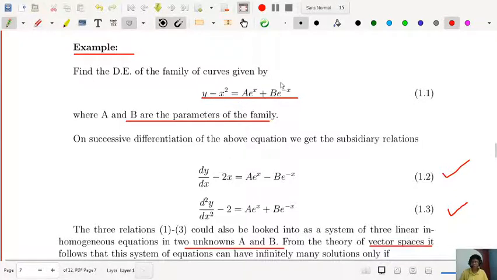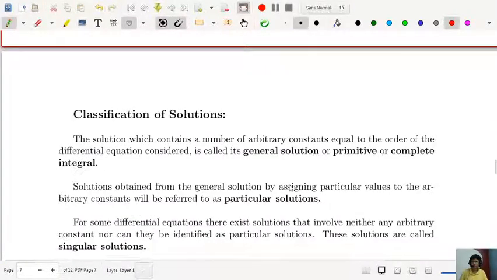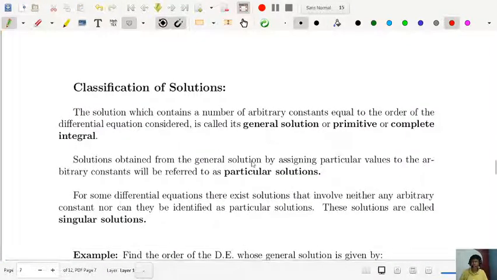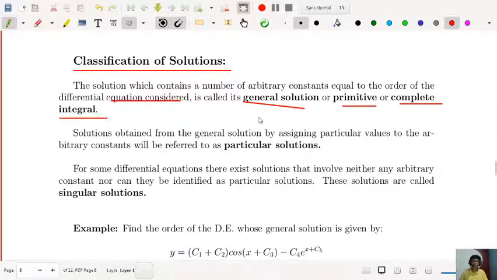So I have explained a very important problem. Let me now give you a very important concept regarding this. Yes, this is the last section of my topic today. Classification of solutions. The solution which contains a number of arbitrary constants equal to the order of the differential equation considered is called a general solution, or primitive, or complete integral.